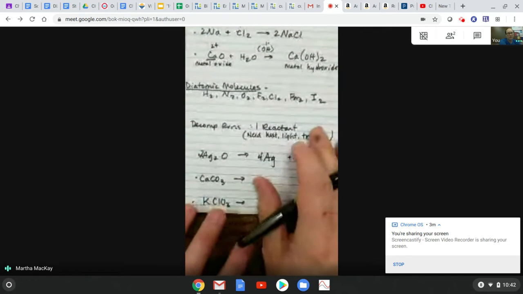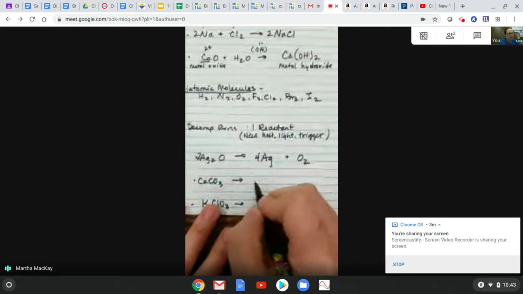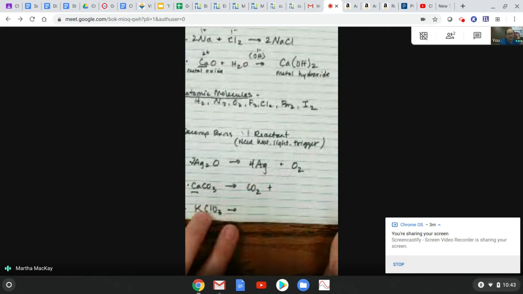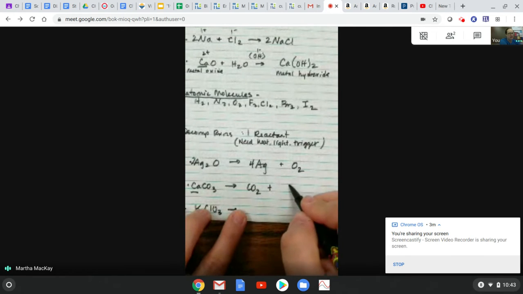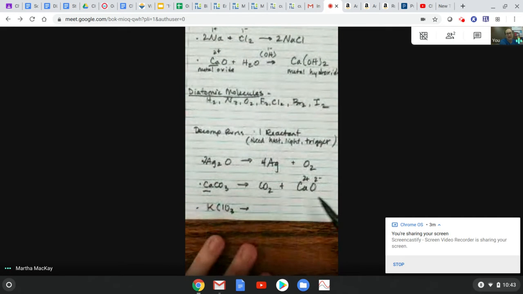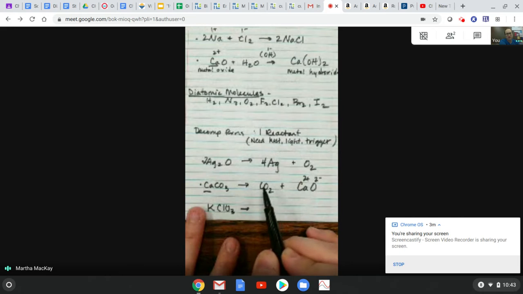Calcium carbonate will decompose. Carbonates will decompose into very specific things. Carbonates specifically will decompose into carbon dioxide gas and a metal oxide. So my metal bonded to an oxygen. My metal in this case is calcium, which is a 2 plus, and oxygen, which is a 2 minus, so CaO. And that ends up being balanced. It won't always work out that way, but calcium carbonate will always decompose into carbon dioxide gas and calcium oxide.